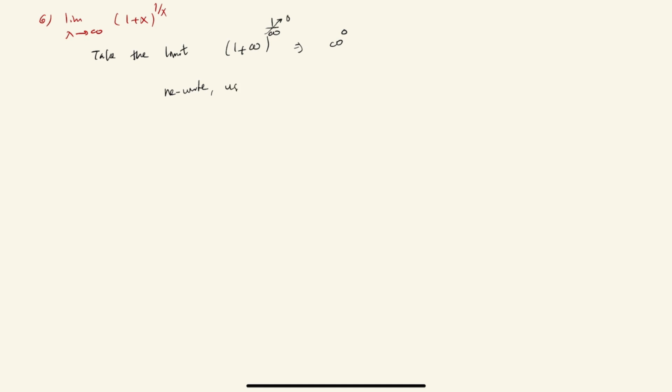So here what I'm gonna do, I'm gonna try to rewrite the given function. I'm gonna use the natural log. So I'm gonna take the natural log of the given function. It's gonna be natural log of (1 plus x) all to the power of 1 over x. Now using the properties of natural log, you will have 1 over x times the natural log of 1 plus x. Now what I'm gonna do, I'm gonna take this function that we just rewrote and take the limit of it.